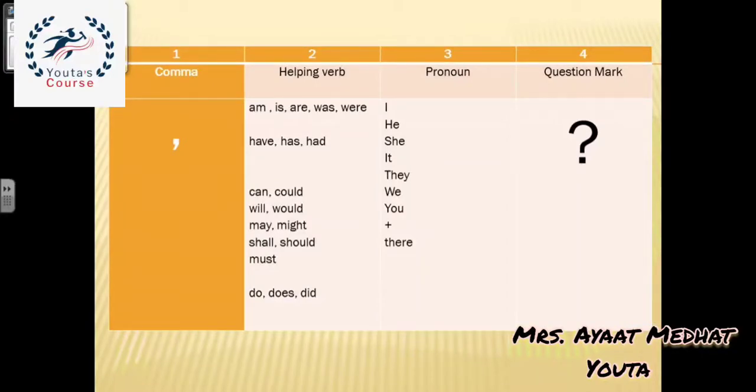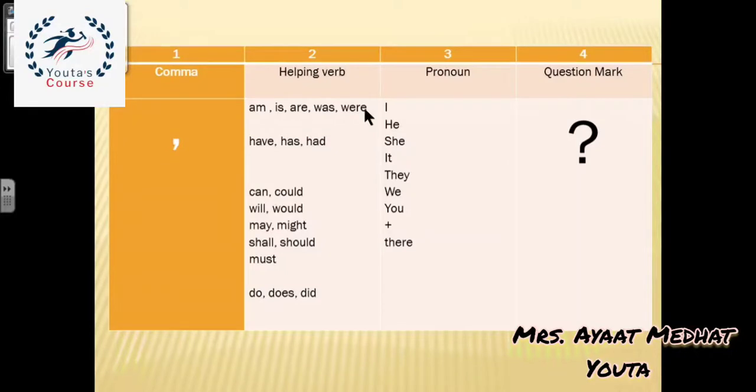To form a question tag, there are 4 main steps. Number 1, the comma. Number 2, the helping verb. Number 3, the pronoun. Number 4, the question mark. Number 1 and number 4 are so easy. A comma at the end of the statement and a question mark after the question tag.